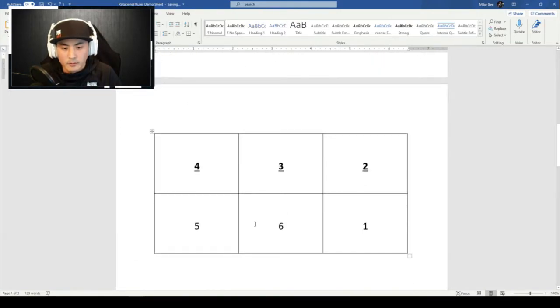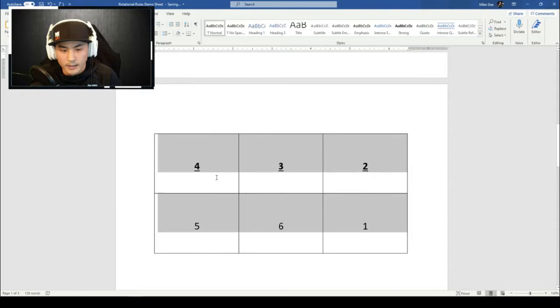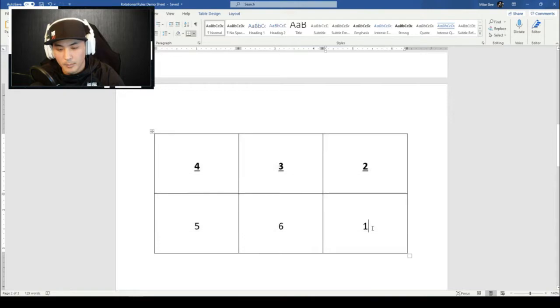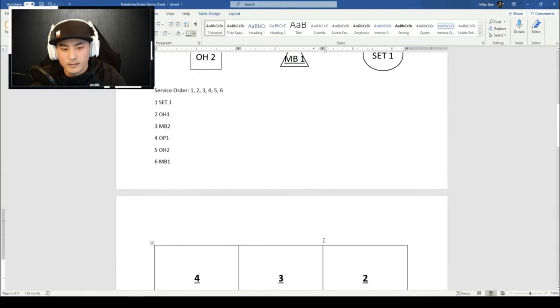Before I move on and to recap, it's important that they understand and that you teach them the court positions, zone positions, or area positions. You can call it a map or whatever. Most of them know this, but it's good to review it. Okay, so zones 1, 2, 3, 4, 5, and 6.